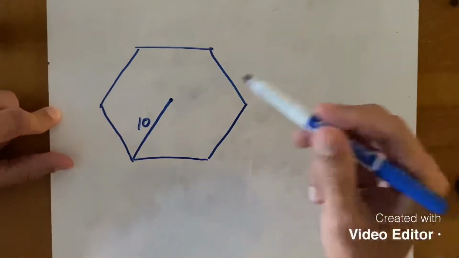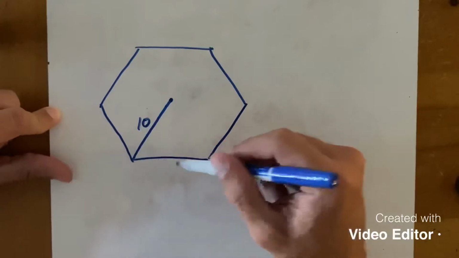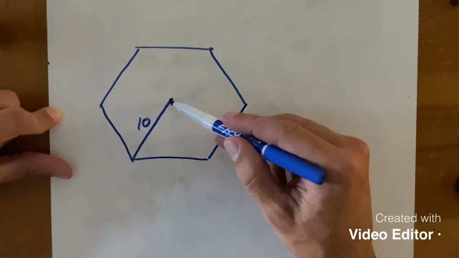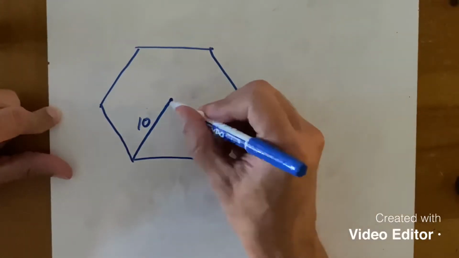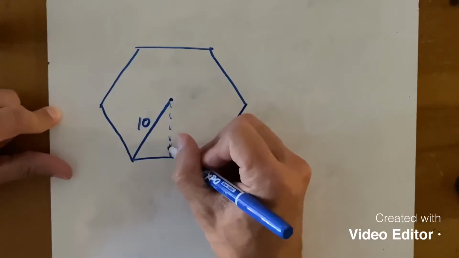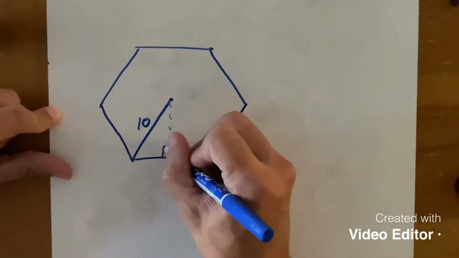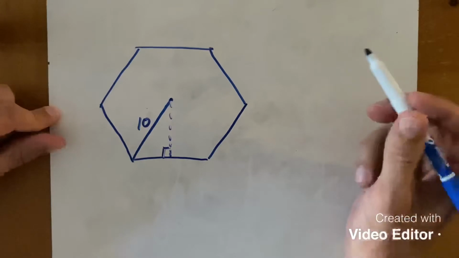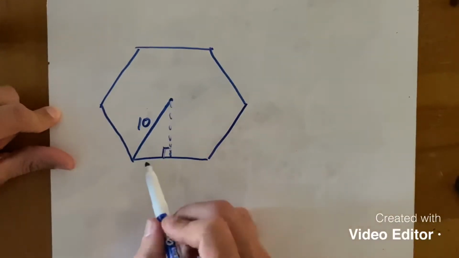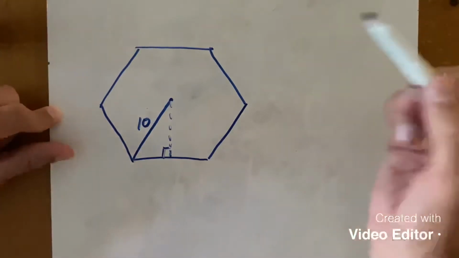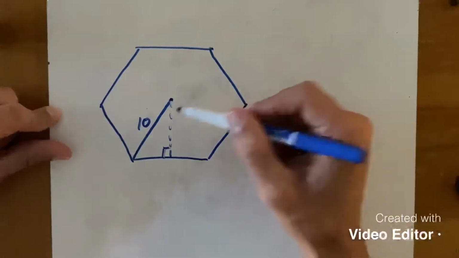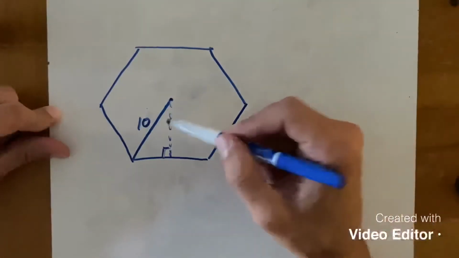So first thing we need to do is find the length of the side so we can get the perimeter. And then we need to find the length of the apothem, which is that perpendicular segment right there. So when we draw our apothem, that forms our right triangle. So we're going to use that right triangle to find the length of this side and that side. Now how are we going to do that? Because we only have the hypotenuse here.